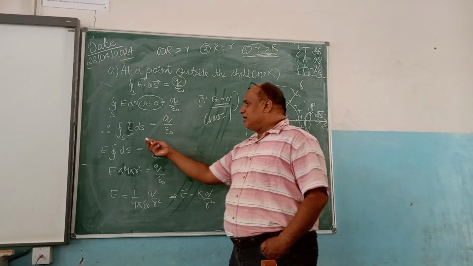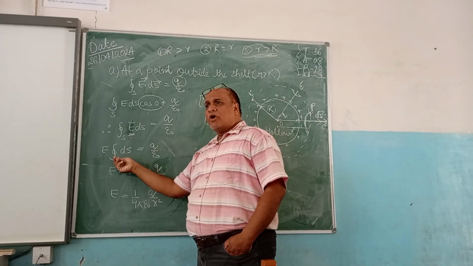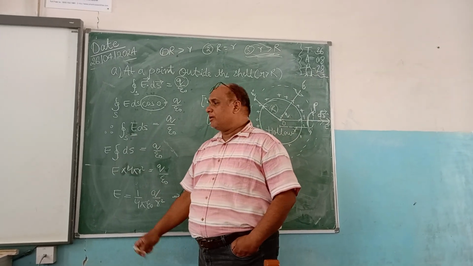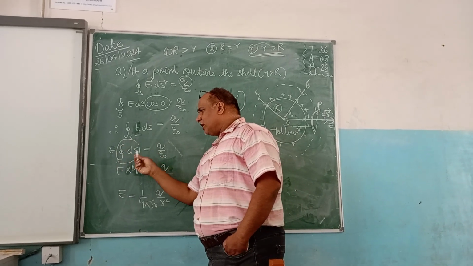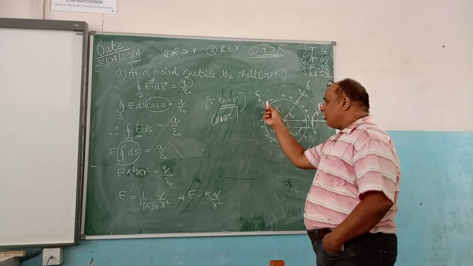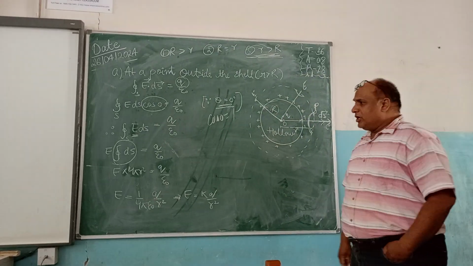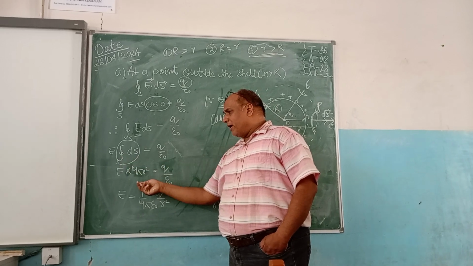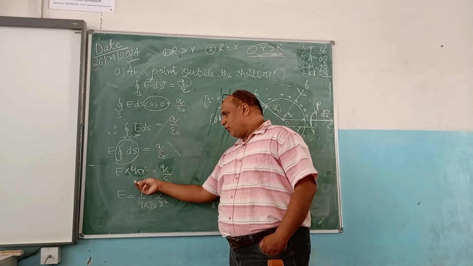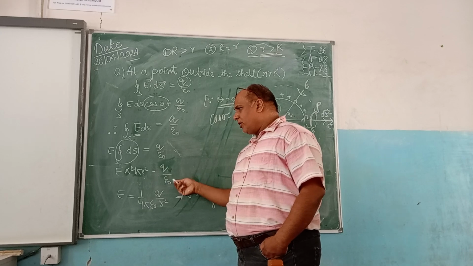When the electric field intensity is constant, we can remove it from the symbol of integration. That means E closed integral ds. What is this closed integral ds? This is the surface area of a sphere. So we all know this closed integral ds is equal to 4 pi r square. So E into 4 pi r square is equal to q by epsilon naught.